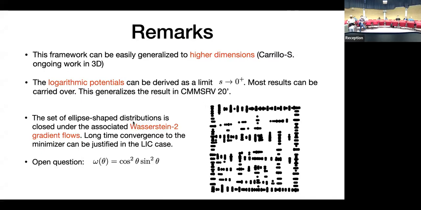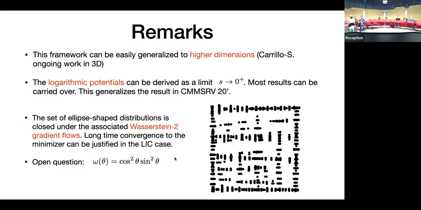And another interesting aspect of the minimizer of the ellipse-shaped distribution is that it is closed under the associated Wasserstein 2 gradient flow. So although we don't know the well-posedness in general for those gradient flows, we do know a particular family of solutions to it, and we can also have long-time convergence of this kind of particular solutions to the gradient flows.